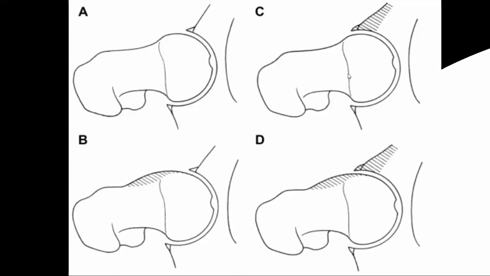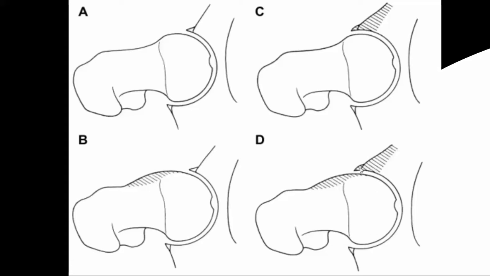Now let's look at C. This is excessive over-coverage of the femoral head, otherwise known as pincer type impingement. You can see this is nice and shallow in A, but in C the acetabulum is a little bit more prominent, and it overcovers this femoral head. And in the same way, you get impingement every time you flex or move that hip. The bone will hit the cartilage and cause problems.